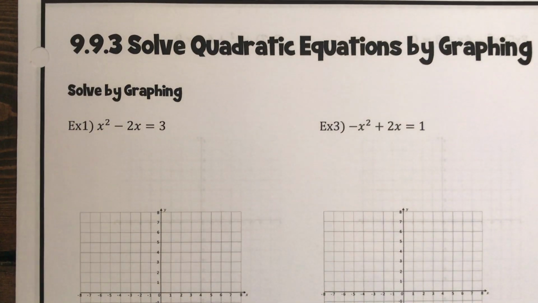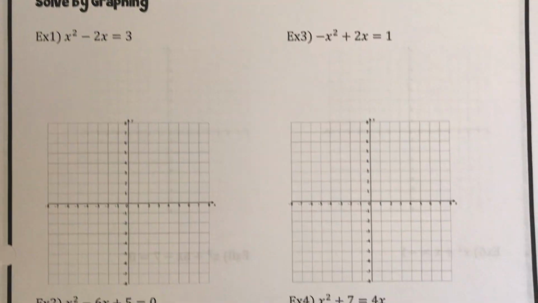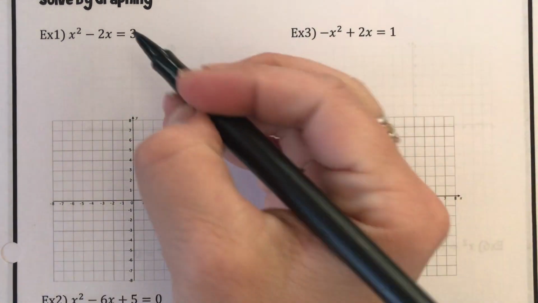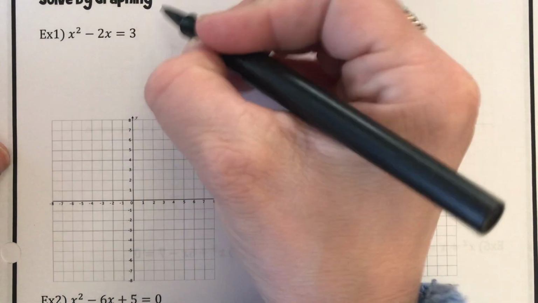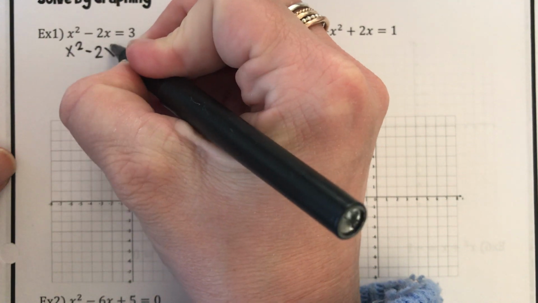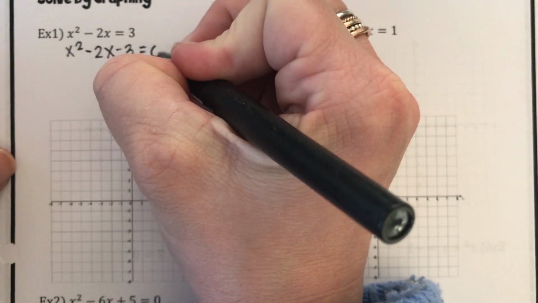Today we're going to talk about solving quadratics by graphing. So first thing is we have to make sure that our quadratic is set equal to 0. So if it's not already in standard form, we're going to do that first. So on this one, right, we're just going to subtract 3. So standard form is going to be x squared minus 2x minus 3 is 0.